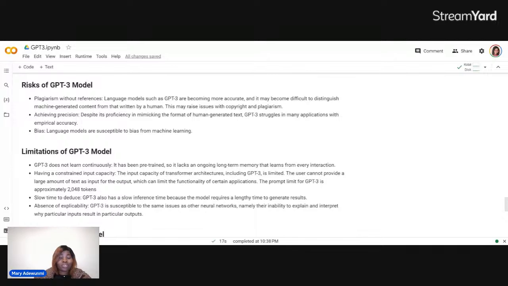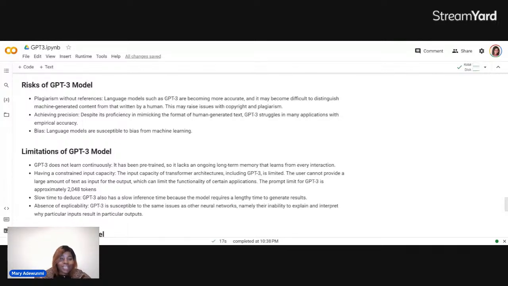Why? Because it's overfitting. So the accuracy, yes, it's accurate, but it's mimicking the format of human-generated tests. And the problem is that it might result in plagiarism. That's number one, because it's mimicking the format. It would tell you to follow the same structure.